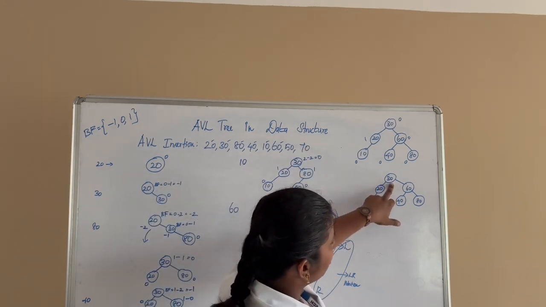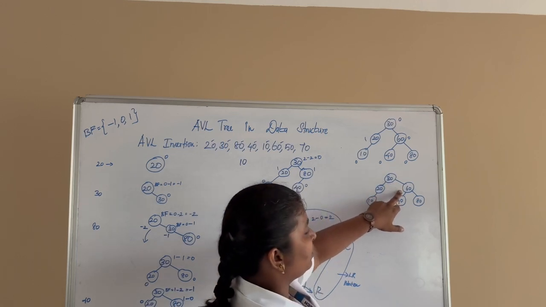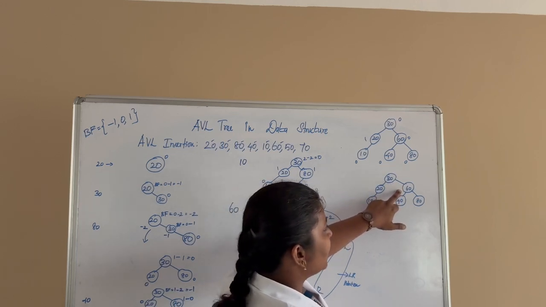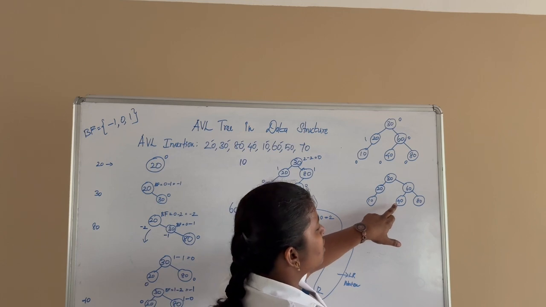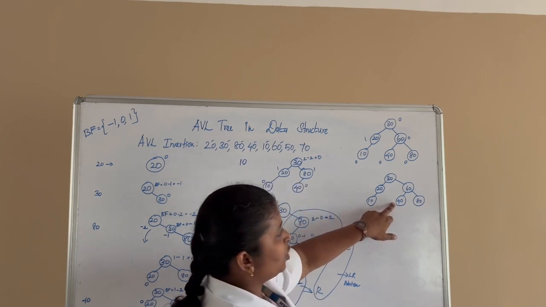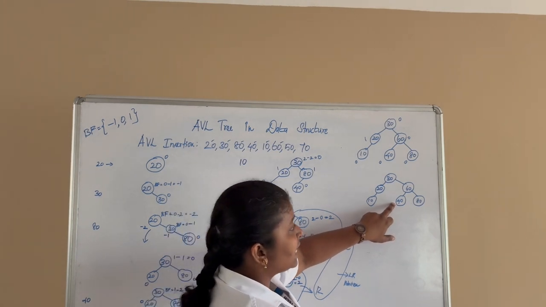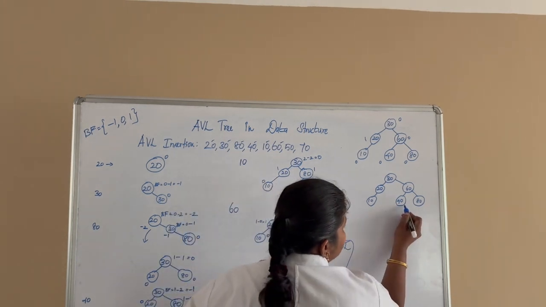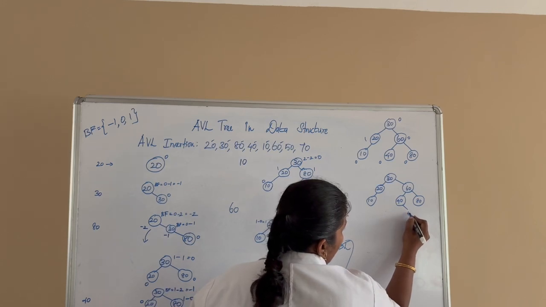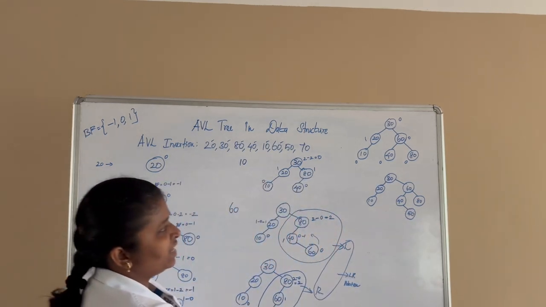have to check with the root value. It is greater than the root. So we have to check now this 50 with 60. It is less than 60. So it goes towards the left side of 60. Now we have to check this 50 with 40. So this value 50 is greater than 40. So it is placed as a right child of 40. So now the 50 is placed.